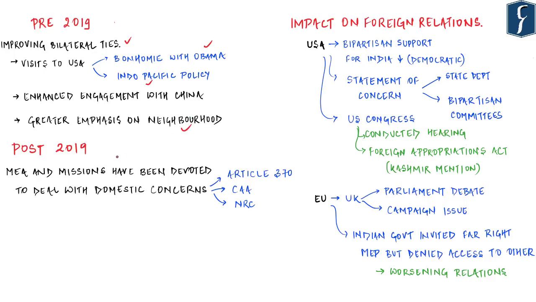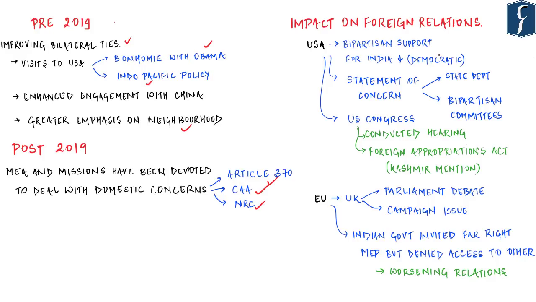Now, as soon as the second term of Prime Minister Modi started, there are a lot of decisions the government has taken which have brought India into the limelight of global affairs. These are the abrogation of Article 370, the Citizenship Amendment Act and NRC. According to the author, these decisions of the government have been called into question by several countries and international organizations. And these decisions are not only depleting India's global capital, but they might also lead to decisions by other countries which might impact India in the long run.